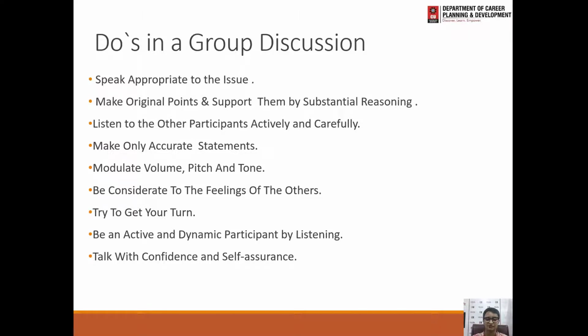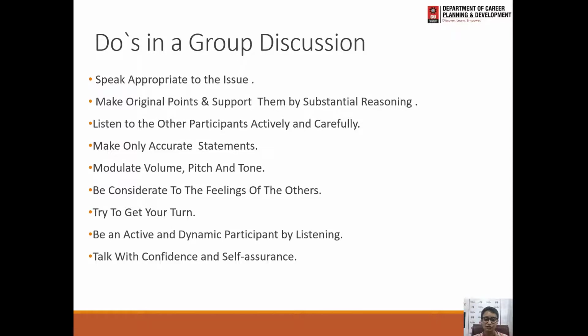Try to get your turn. Yes, of course. Sometimes we feel shy and uncomfortable, we feel nervous whether to participate or not. And sometimes other members are so aggressive with their participation that we try our level best to participate, but we are not getting a chance.